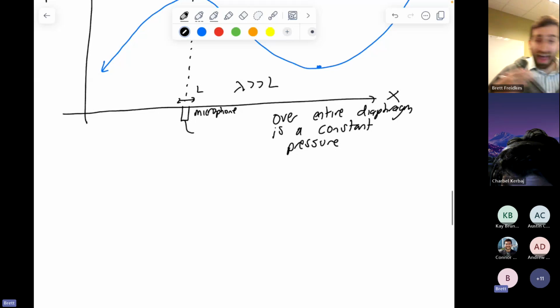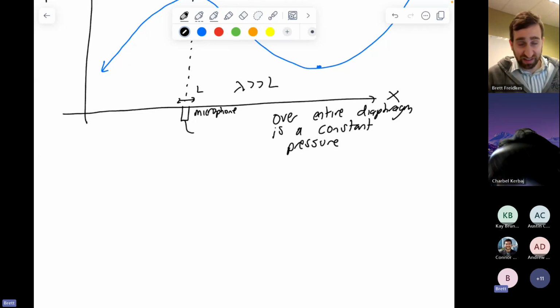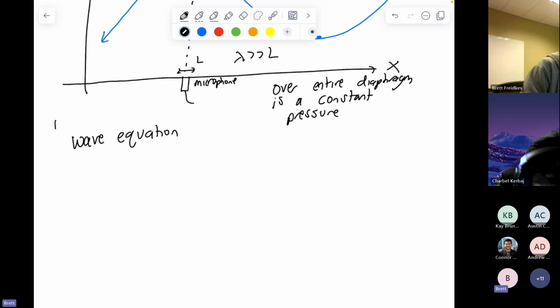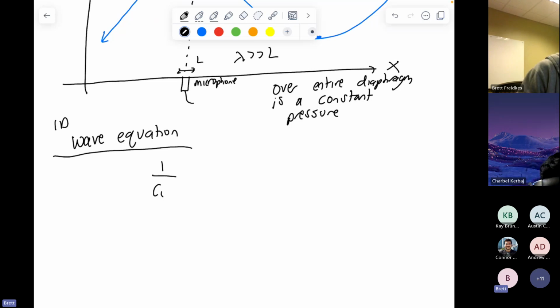So, as an example, we're not going to focus on this equation in this class, but this is a really good example when you go into acoustics or things of that nature. So, as an example, if you look at the wave equation, the one-dimensional wave equation, it looks something like this. And again, we're not going to focus on what this means.